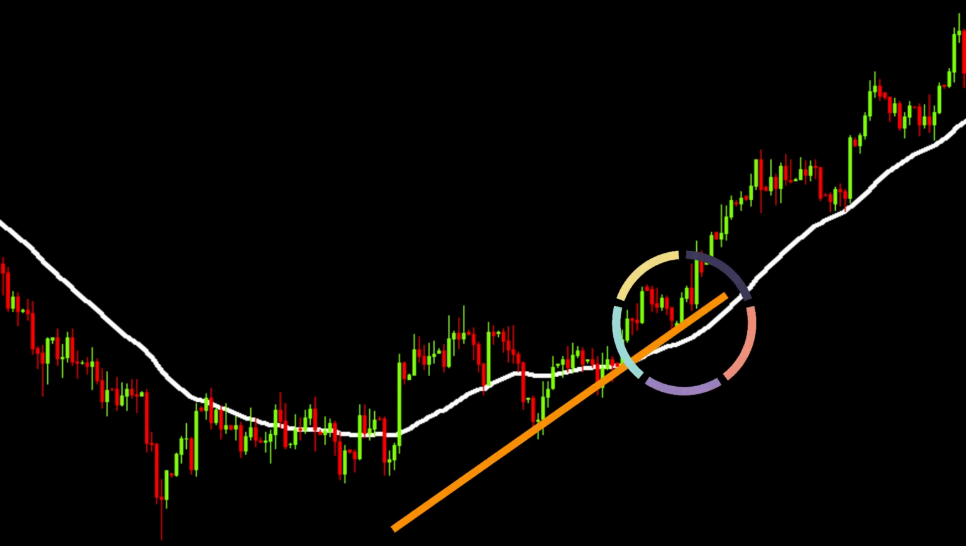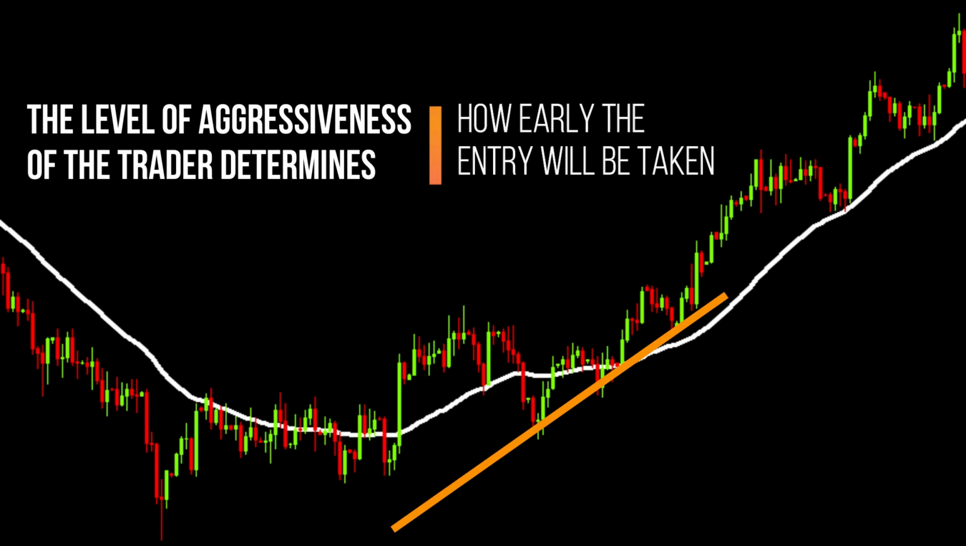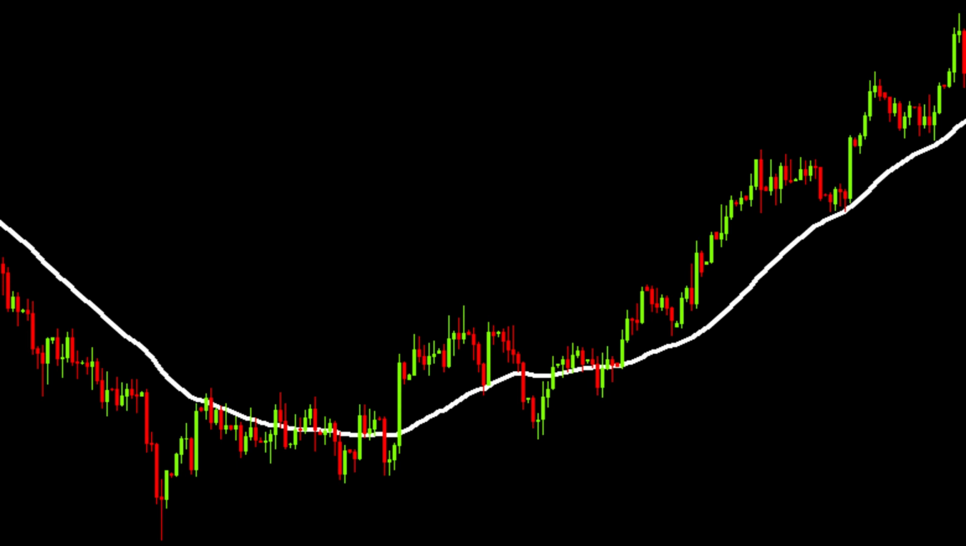During the breakout, there was plenty of volatility in the market, and the price hovered around the trend line for quite a while. The level of aggressiveness of the trader determines how early the entry will be taken. An aggressive and more risk-seeking trader could get right into a trade as soon as the price touches the trend line. A more conservative trader would wait for the price to pull away from the trend line and exhibit signs of momentum into the trade direction. There is no right or wrong, and entry timing depends on the preferences of the trader.